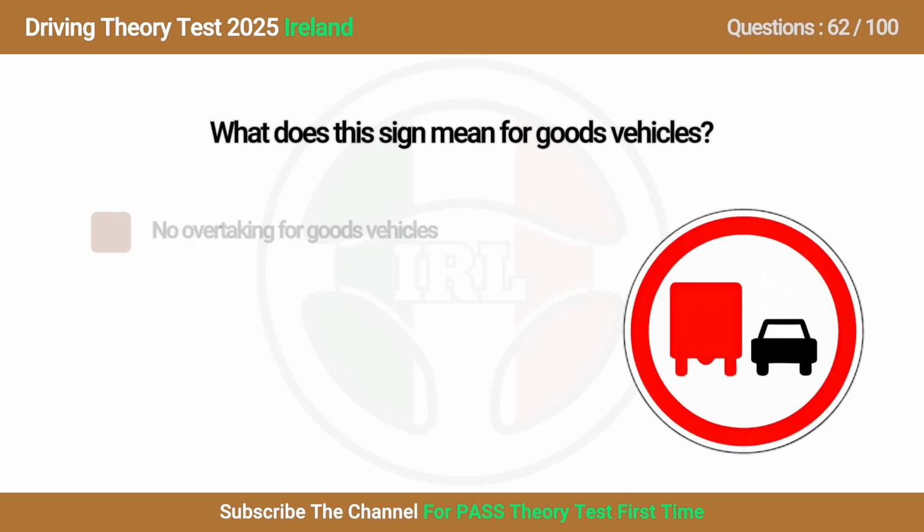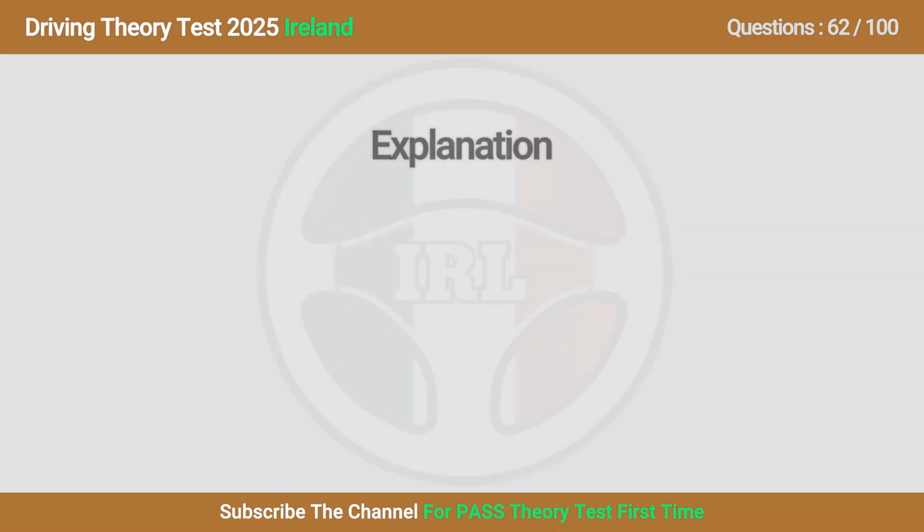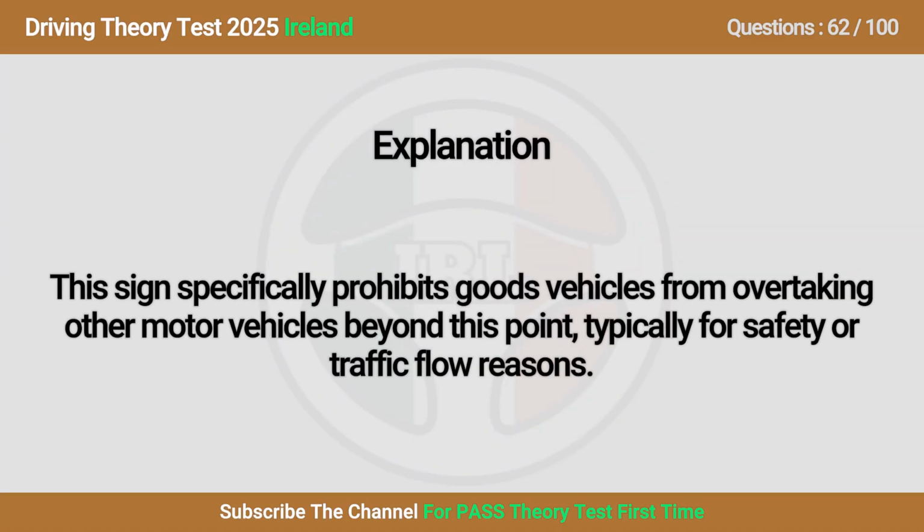Question 62. What does this sign mean for goods vehicles? A. No overtaking for goods vehicles. B. A minimum speed for goods vehicles. C. Goods vehicles must turn right. D. Goods vehicles only. Answer is A. No overtaking for goods vehicles. This sign specifically prohibits goods vehicles from overtaking other motor vehicles beyond this point, typically for safety or traffic flow reasons.